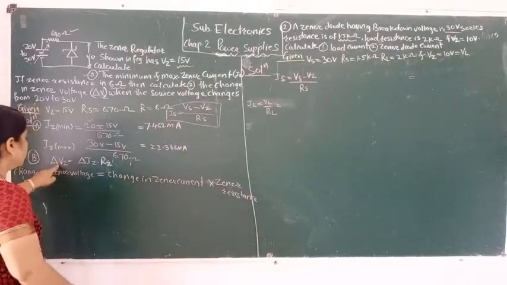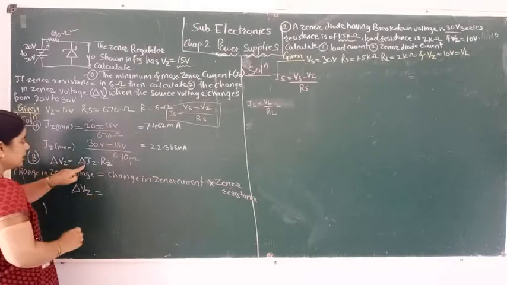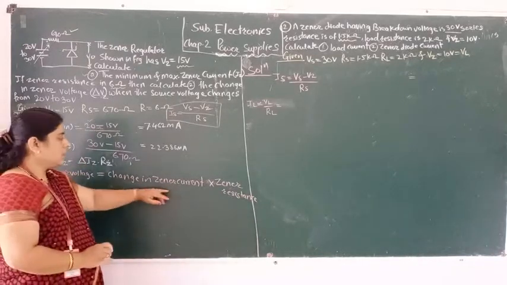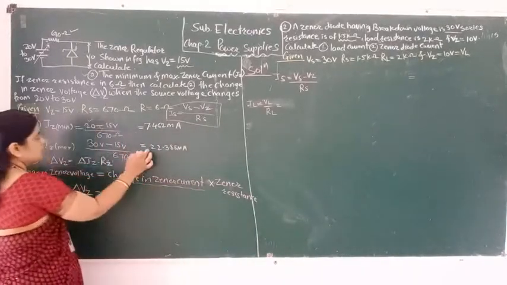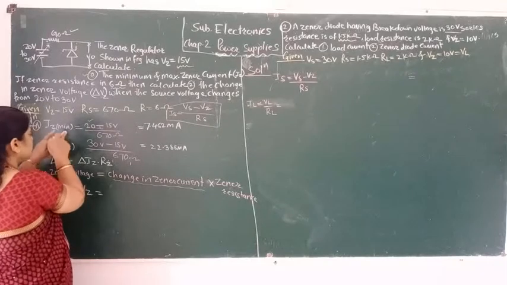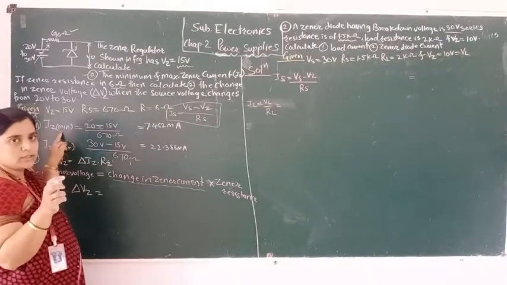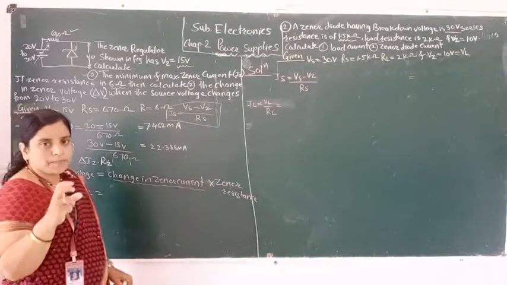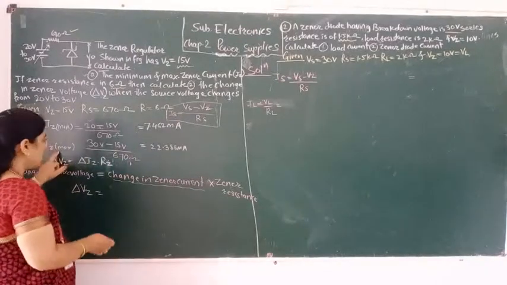What we have to calculate: delta Vz is equal to the change in Zener current. How can we know the change in Zener current? The maximum value of Zener current minus the minimum value of Zener current is the change in Zener current. So the current varies from minimum to maximum. The maximum value of the current is how much?